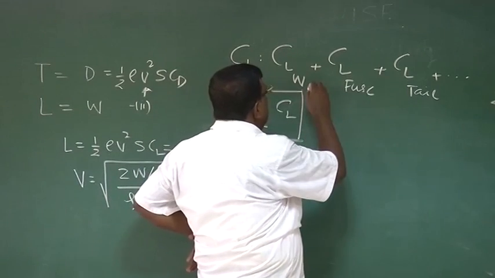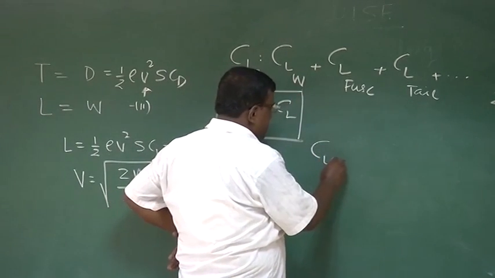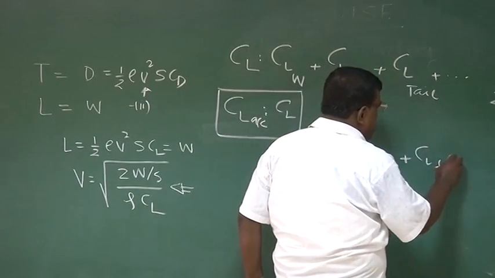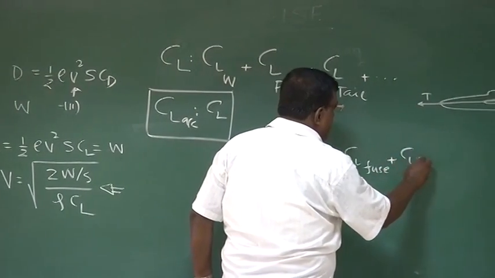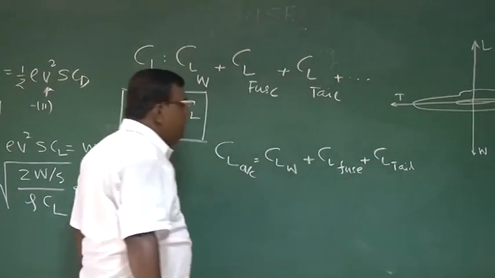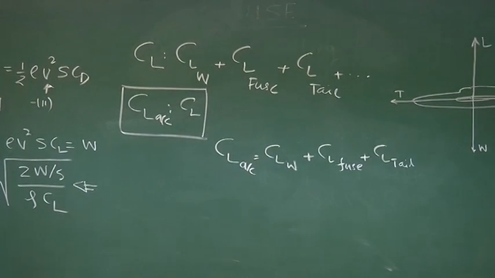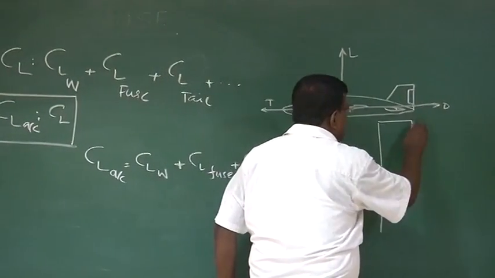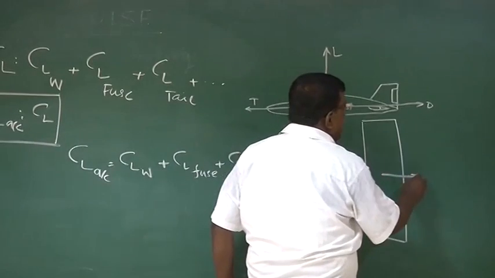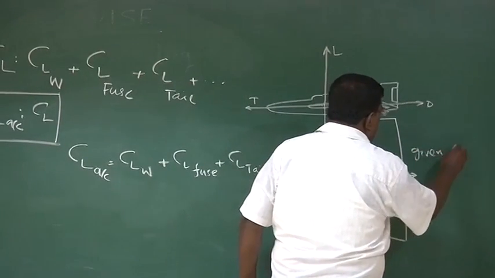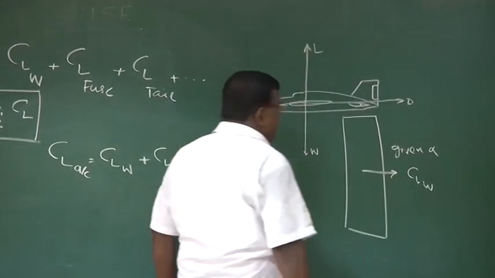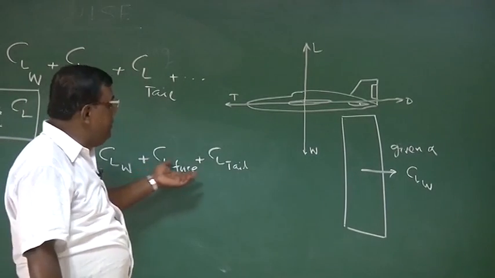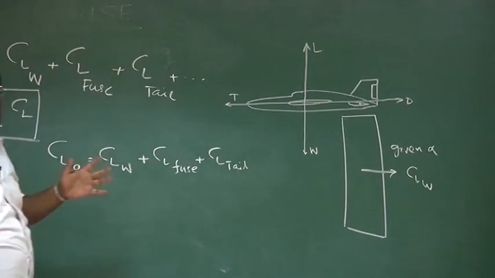When I write CL of the aircraft as CL of the wing plus CL of the fuselage plus CL of the tail, it should not give a wrong impression that if I want to estimate CL of the wing, I take the wing separately and find, for a given alpha, CL of the wing in isolation. Similarly, I find CL of the fuselage in isolation. Similarly, I find CL tail in isolation and then add it up. That will be a mistake.